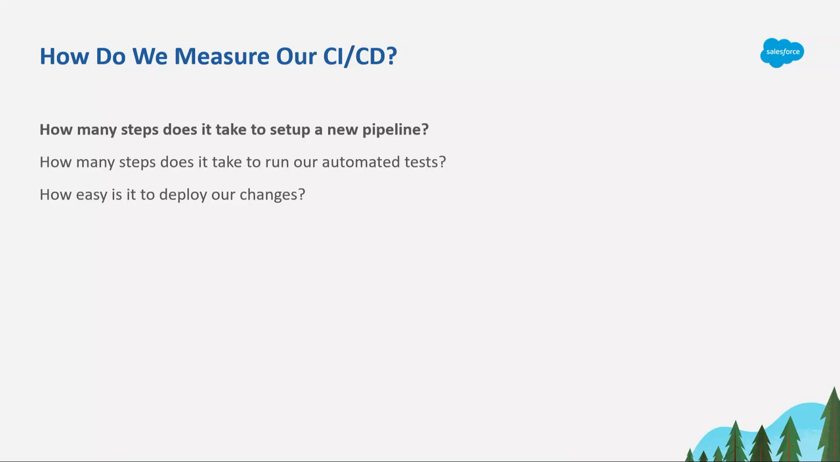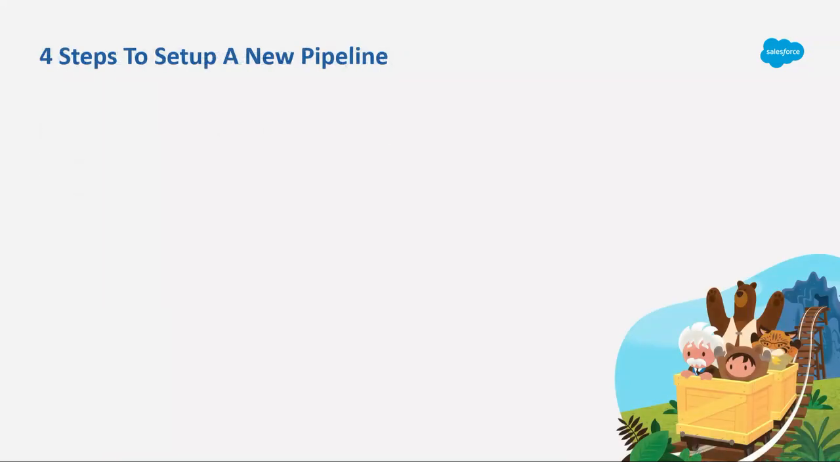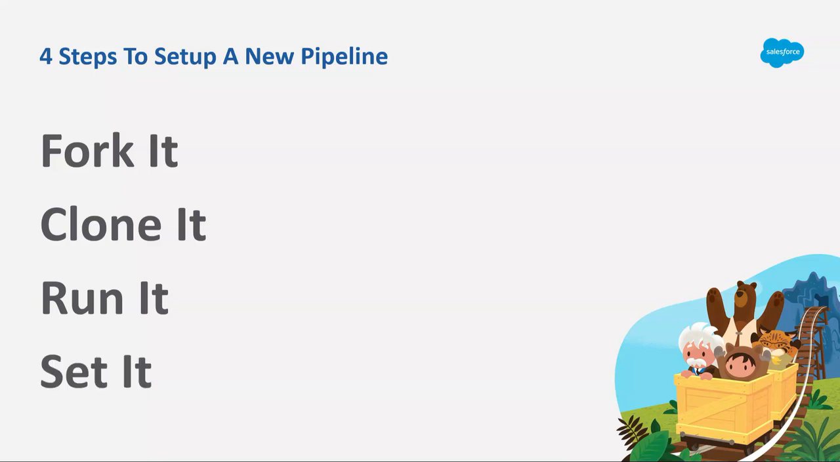How many steps does it take to set up a new pipeline? Well, with Heroku CI, the answer is 4. Fork it, clone it, run it, set it. That's it. Fork the repository, the starter repository, clone it down to your local machine, run the setup script, and then set the environment variable to automatically run tests.